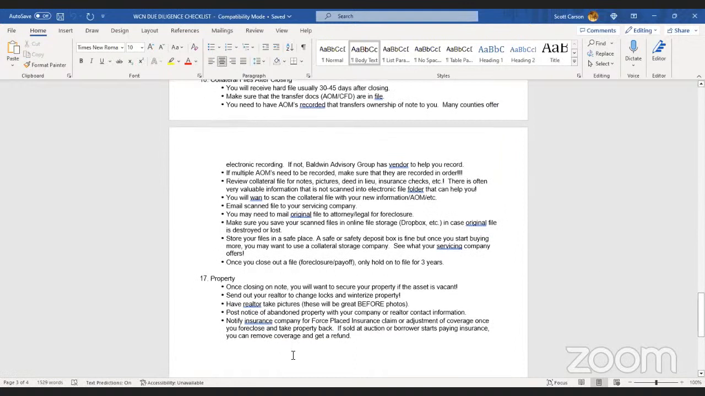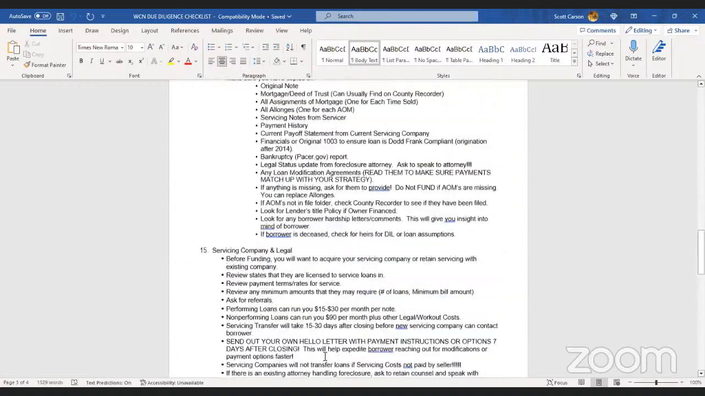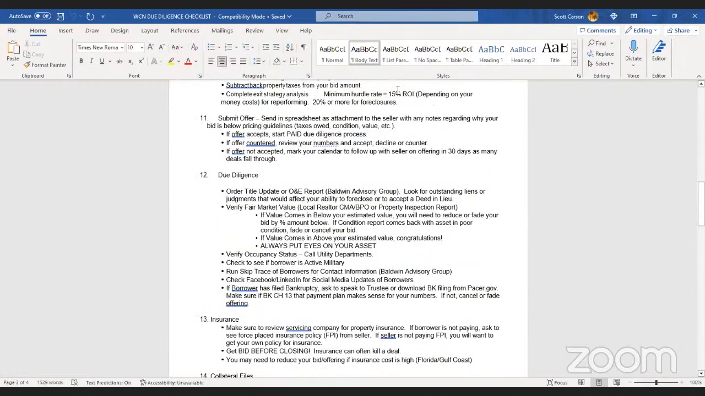Don't wait around for stuff. Secure it. Change the locks. If somebody's not there anymore and the realtor says it's in good condition, that's great. But make sure you secure your investment. And this is designed for you before, during, and after while you're going through due diligence.